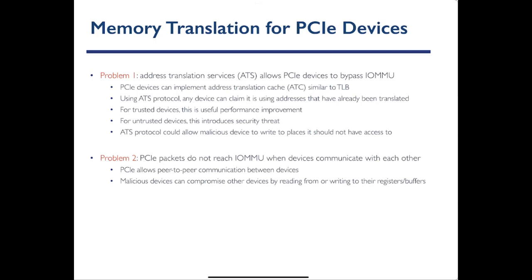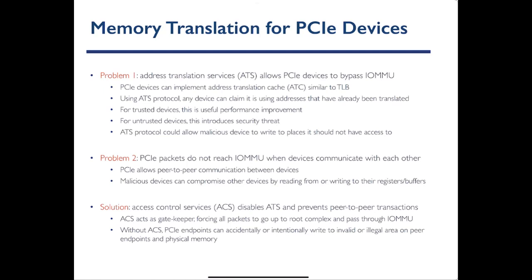By corrupting the other device, because it can just send requests to another device and write corrupted data to that other device, or read sensitive data from the other device. Now, fortunately, there is a solution for both of these two, and the solution is the same for both. So with one solution, we can actually address both of these two challenges. The solution basically is called Access Control Service, which is, again, another feature that is enabled in PCI protocol.